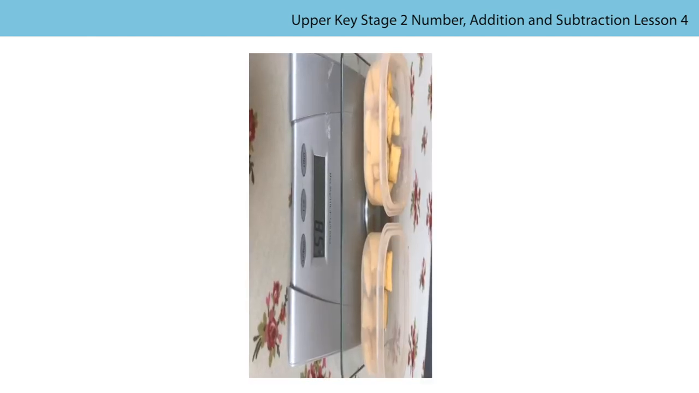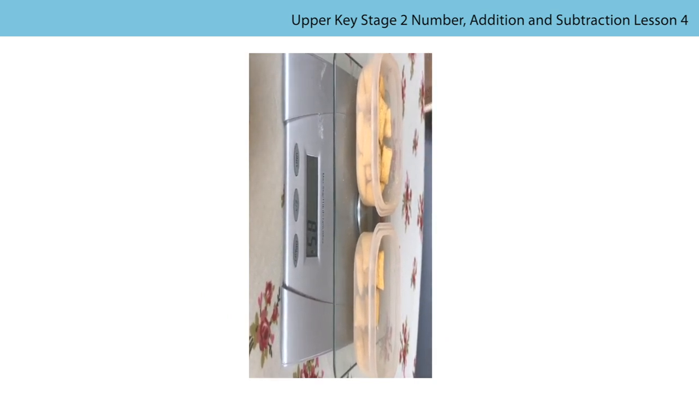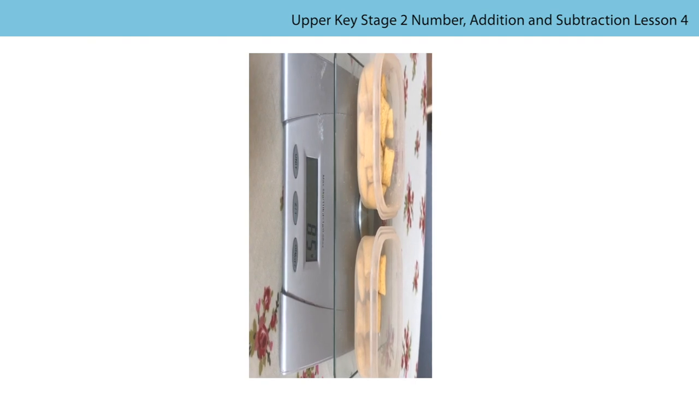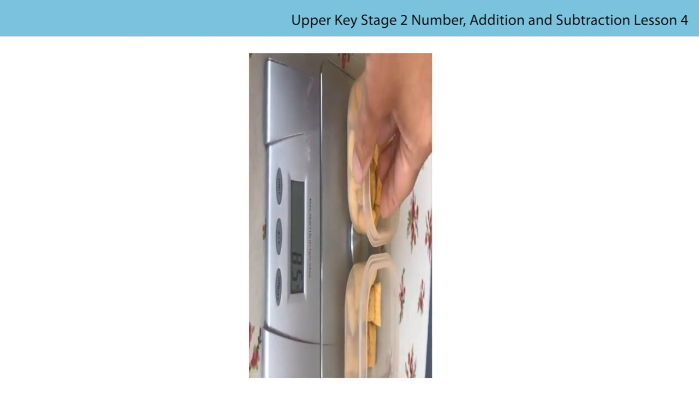Here you can see some weighing scales that I use when I'm baking. On top of the scales are two containers with some cereal inside. What do you notice? That's right, the total mass is 85 grams, but we do not know the mass of each individual part. I'm going to redistribute some of the cereal. Watch what happens.